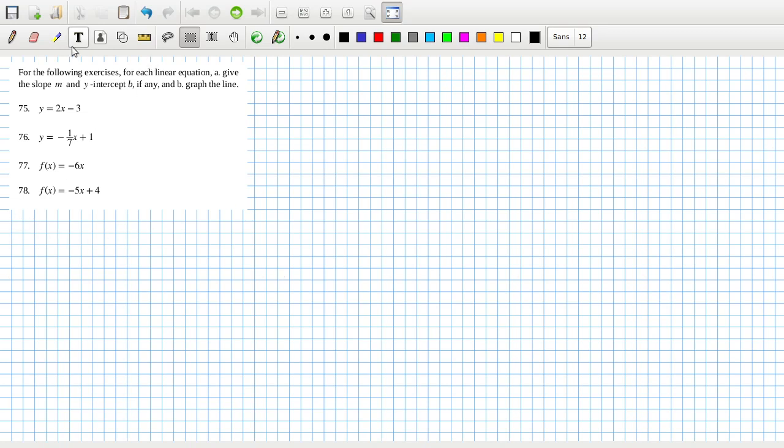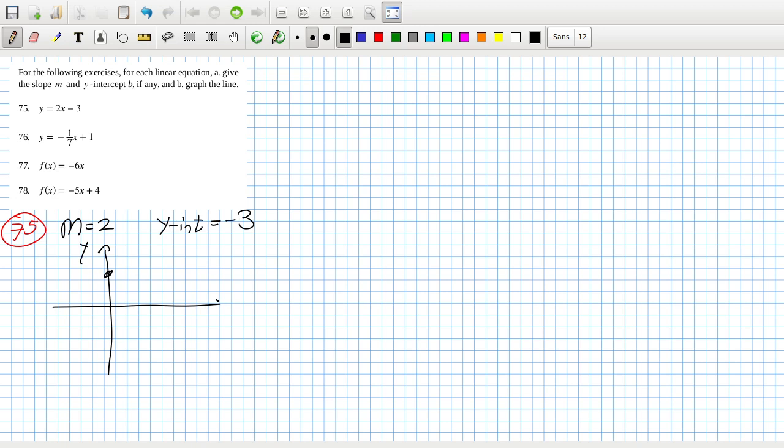Okay, for 75, you can see the slope is 2, and the y-intercept, let's call it y-int for short, is minus 3. And to graph the line, it's going to cross the y-axis. It's a very crude graph. It's going to cross the y-axis at minus 3, and it's going to slope upwards with slope 2.